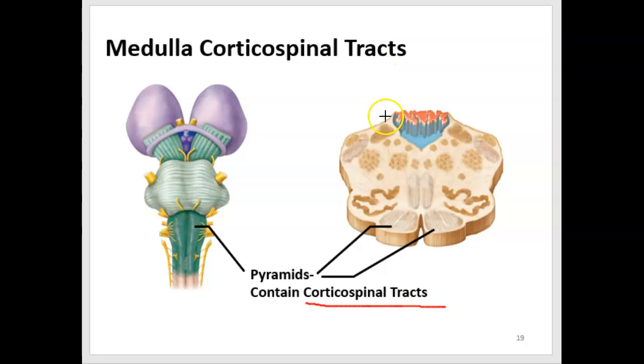So when the cerebral cortex sends motor information down, it goes through the cerebral peduncles, and then through the medulla oblongata on the way to the spinal cord. I just anatomically wanted to point these pyramids out because when we talk about spinal nerves, we'll discuss these pyramids again.